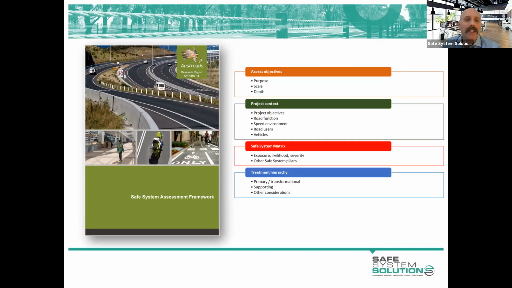But the first thing I'd say is that this framework is very scalable and versatile, really. So you can do it on major project upgrades, big, massive duplication bypasses or the like, or you can do it on very small projects, a splitter island, a new signage scheme, these sorts of things. You can do it in huge depth. You could do a 6-month safe system assessment if you wanted, but you can do it at a fairly light, rapid level as well, which can take a smaller amount of time.